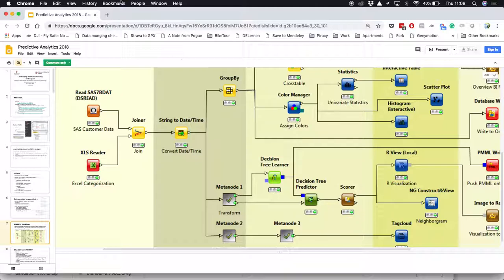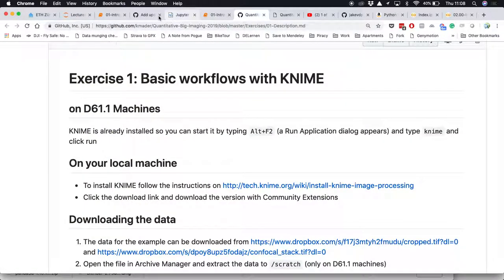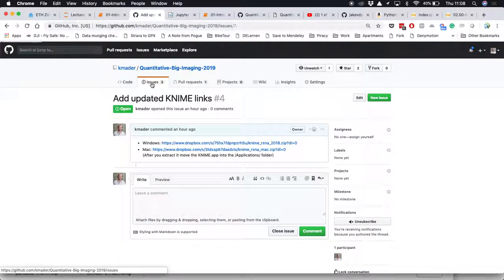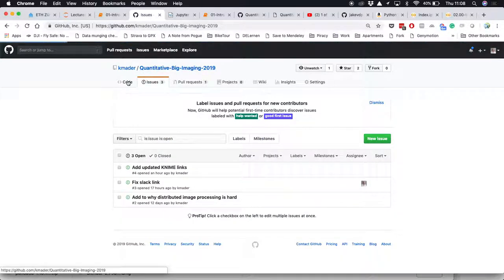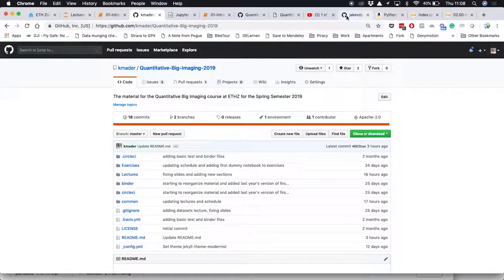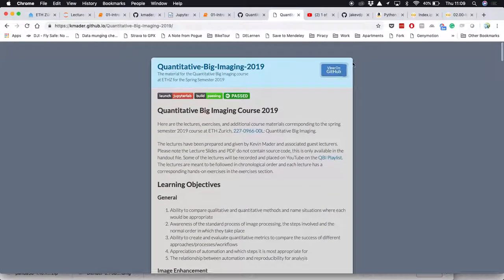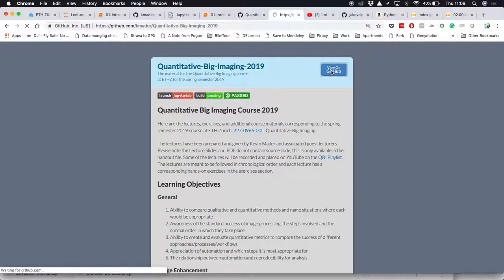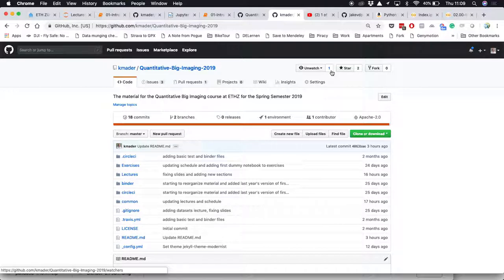If you want to install KNIME on your own machine, I'm updating the slides at the moment, but if you go to the course website, if you click on View on GitHub, has anyone heard of GitHub before? A number of people. Who hasn't heard of GitHub? No one? Oh, a few people. Okay, one or two. So GitHub is basically a place where you can store code, projects, and other things, and it keeps track of all the versions.